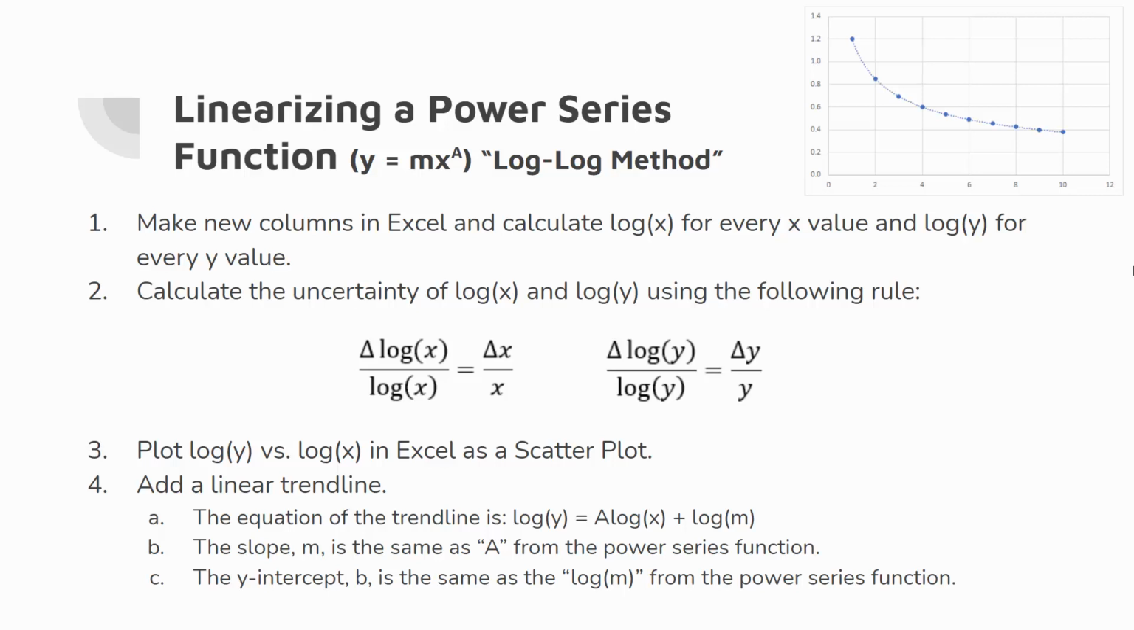Once we've taken the log of our y values and our x values, we can make a new graph in Excel that is the log of y versus the log of x, and we'll get a linear trend line. When you add that trend line, it'll be in the form log y equals a times the log of x plus the log of m. And our slope of that trend line will be the a parameter. And the y-intercept of that trend line will be the log of the m parameter. And we're going to have to do a little work on that to actually get the value of m. Let's take a look at an example.